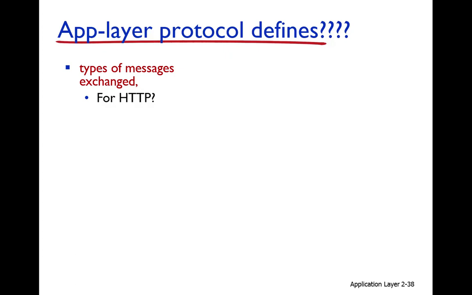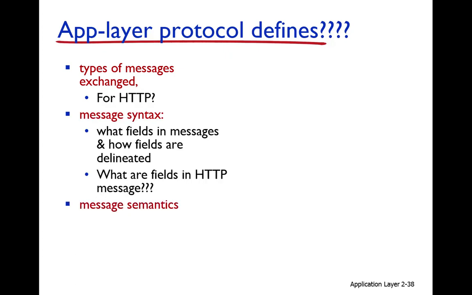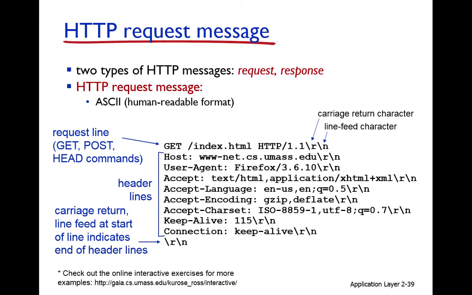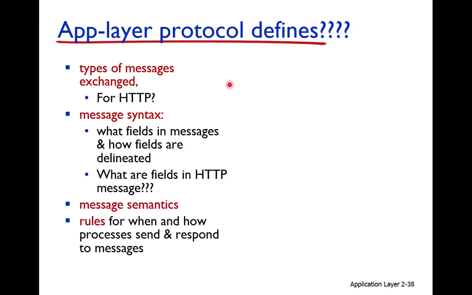Now we have discussed application layer protocols and what a protocol defines. A protocol defines what kind of messages can be exchanged. In HTTP, the messages that can be exchanged are the HTTP request and the HTTP response. The second thing is that the protocol defines syntax and semantics. So let's discuss what the syntax and semantics of the HTTP protocol are.